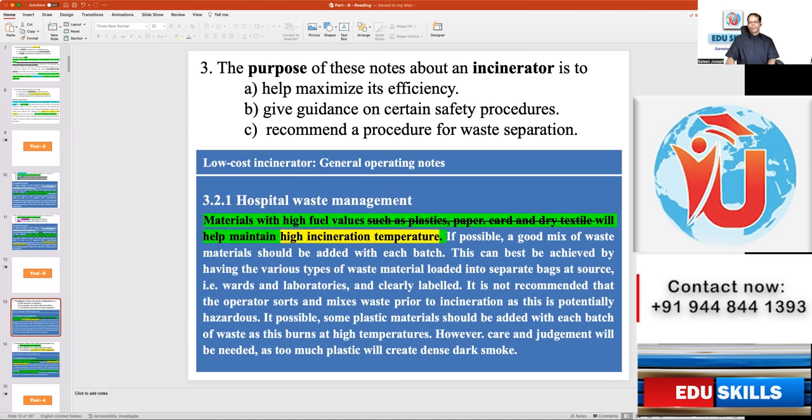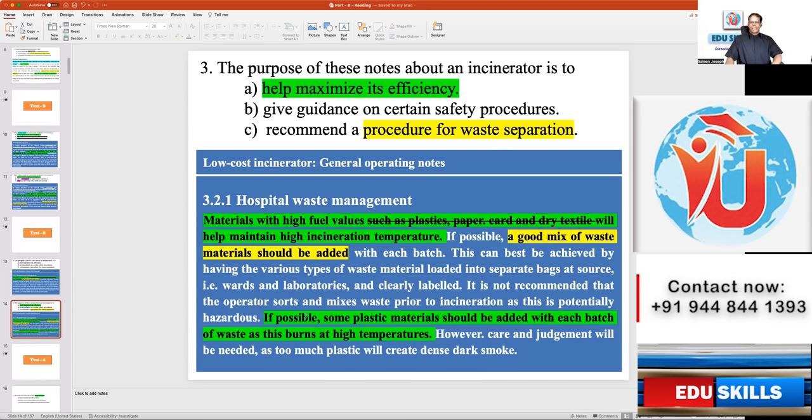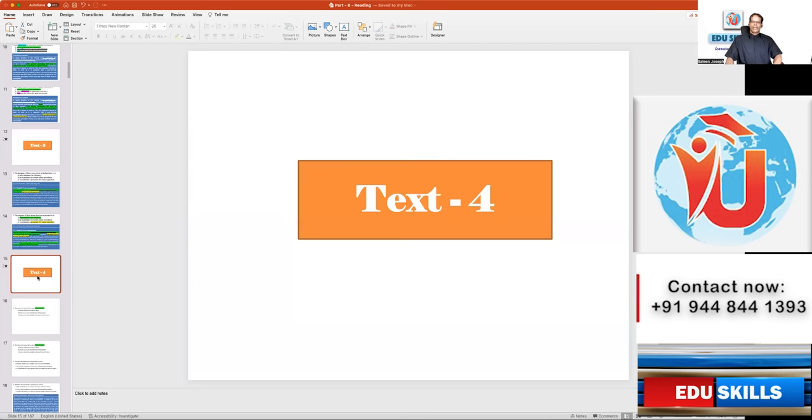If you remember the paragraph structure, I have told you, at the end there will be a caution: However, care and judgment will be needed. A caution is given. This is, if possible, some plastic materials should be added. That is the explanation. Okay, test four.